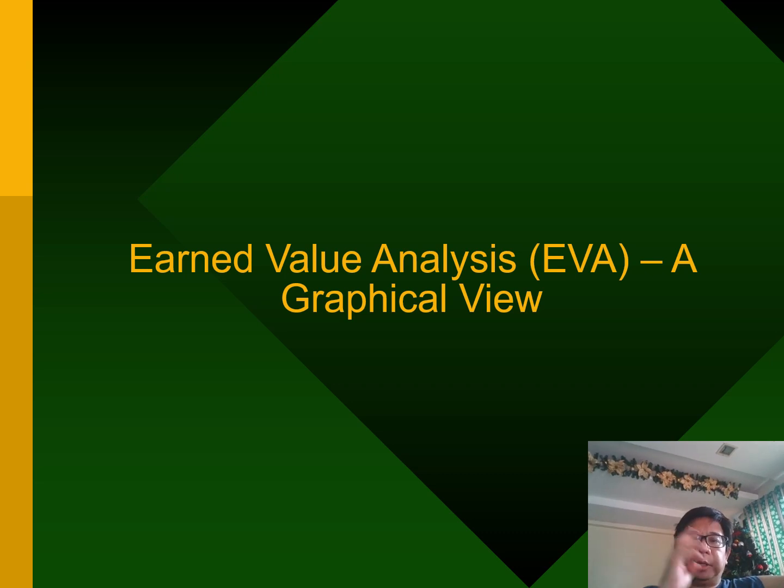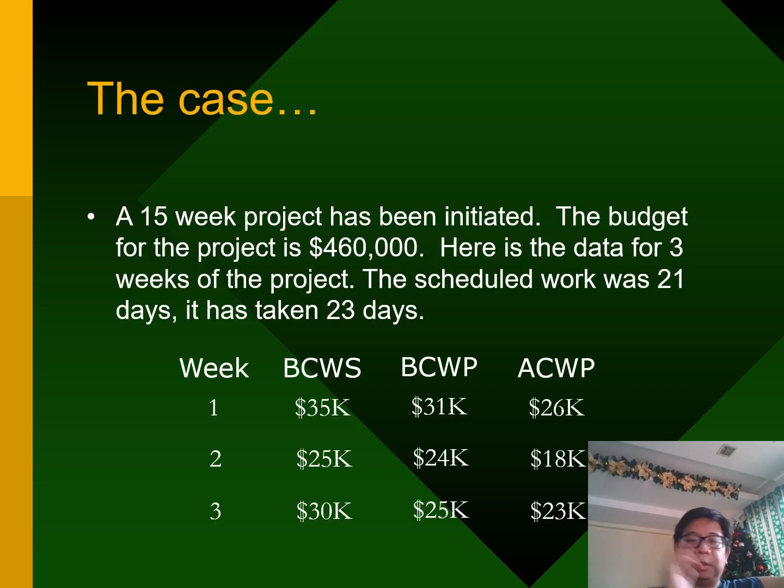Okay, part 3 of the series of 6 about earned value analysis. This time around, I'm going to show you a graphical view of earned value analysis. I'm using the same case again. It's the 15-week project with a $460,000 budget with 3 weeks worth of data about the project divided into BCWS, BCWP, and ACWP.